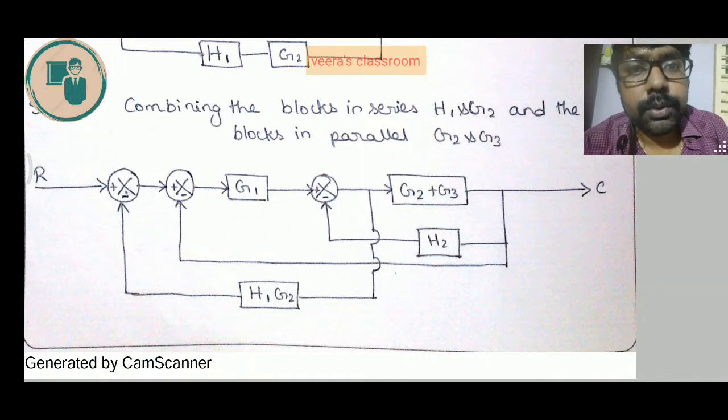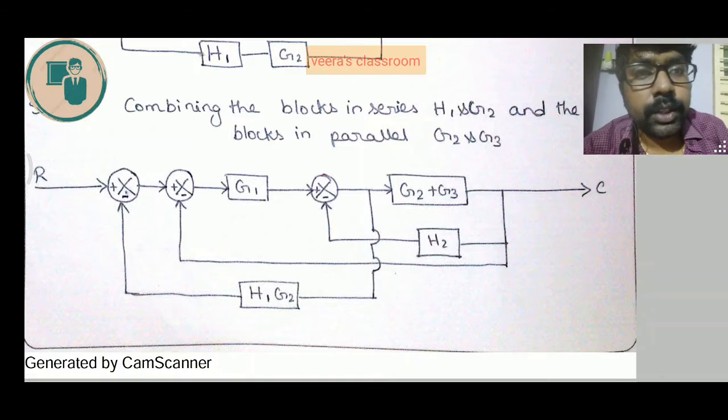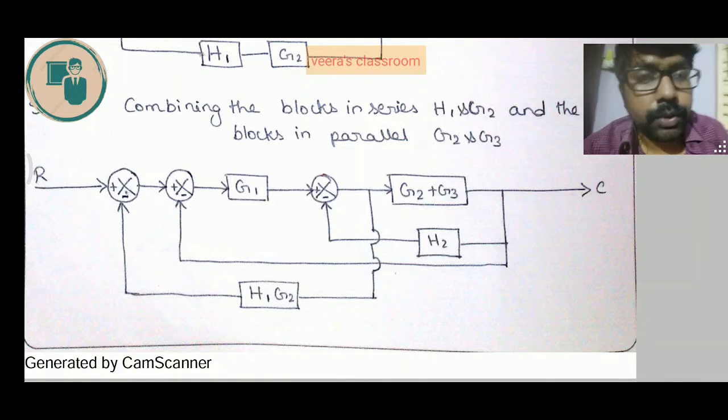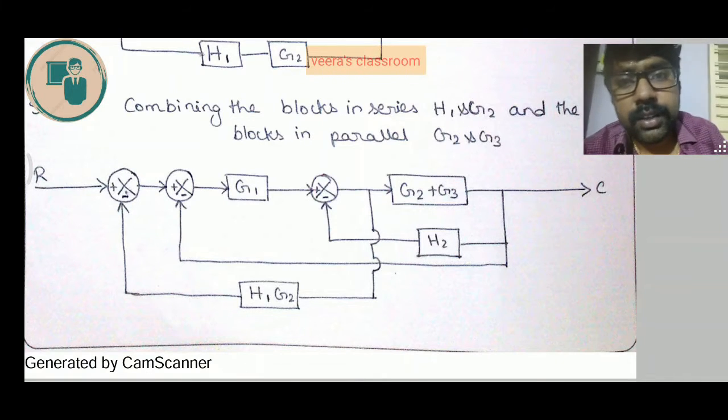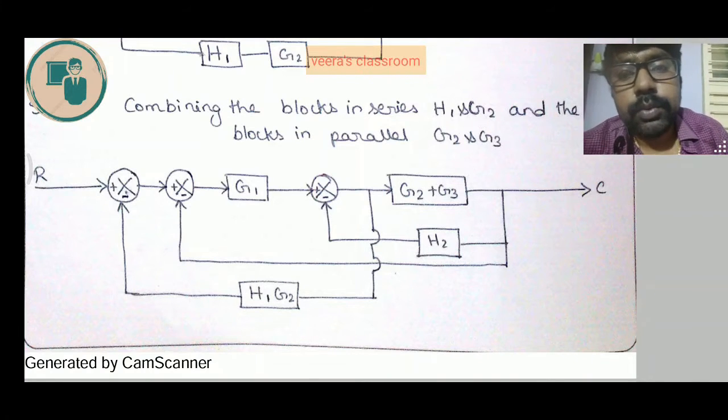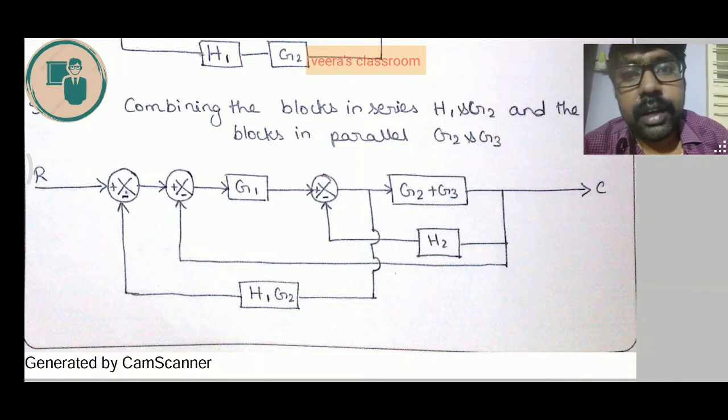R is the input and G1 is the transfer function. The parallel component G2 plus G3 has been combined, and the series component H1 and G2 has been combined. What is the next step? Here also we are in a deadlock because we do not have a proper feedback loop, or a parallel or a series. Nothing is available. So what we are going to do here is move the branch point that is between the summing point and G2 plus G3 again to the right of G2 plus G3.